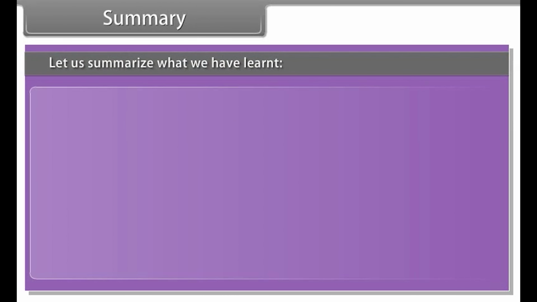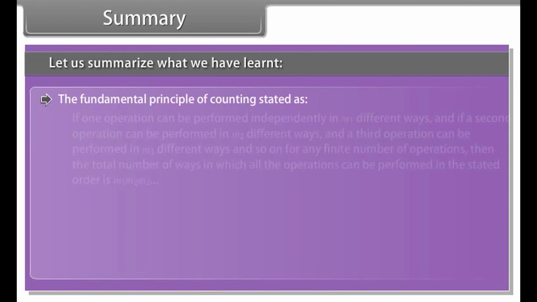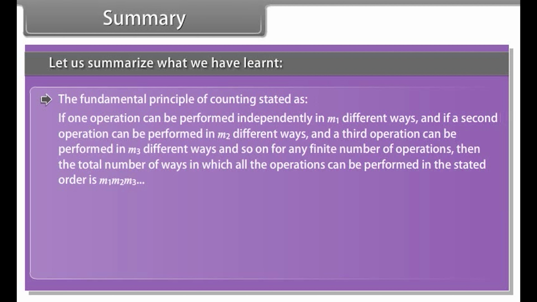Summary. Let us summarize what we have learned. The fundamental principle of counting states: if one operation can be performed independently in m1 different ways, a second operation can be performed in m2 different ways, and a third operation can be performed in m3 different ways, and so on for any finite number of operations, then the total number of ways in which all the operations can be performed in the stated order is m1 into m2 into m3 and so on.